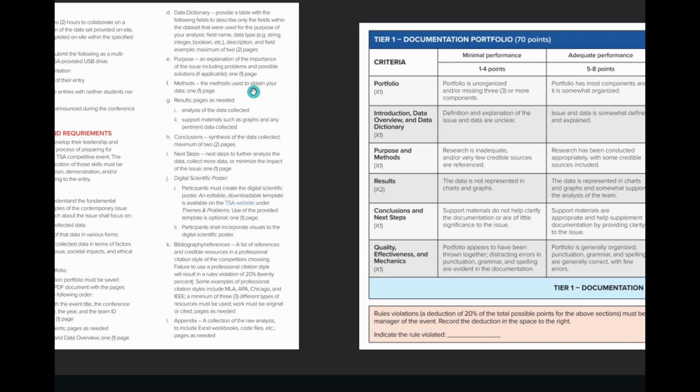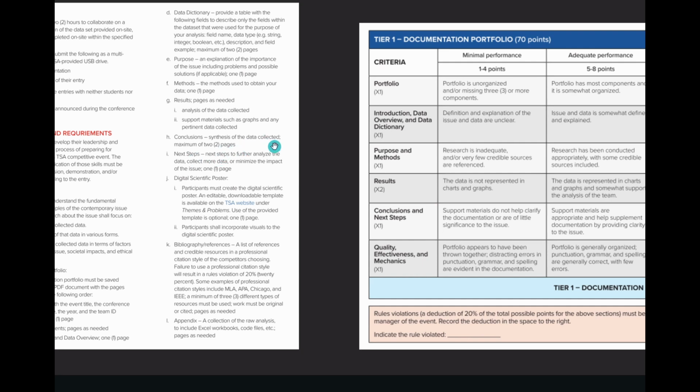Methods, that's just how you obtained your data and how you analyzed it. So for example, my team, we collected data sets off governmental data sets in Kaggle, and then we analyzed them using a Python ML algorithm. So results, this is pretty straightforward. It's just all your analysis of every single data set that you collected and graphs and other charts that will support the data. I'll go over all of this in later videos. I'm just giving you a brief overview right now.